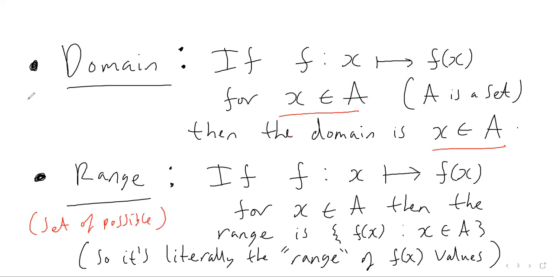So you can think of our domain as our set of inputs. This is the set of inputs that we're allowed to input into our function. But our range is our set of possible outputs. So the domain is our inputs, the range is our outputs. Domain is what we put in, range is what we get out of our function, so our set of f of x values.